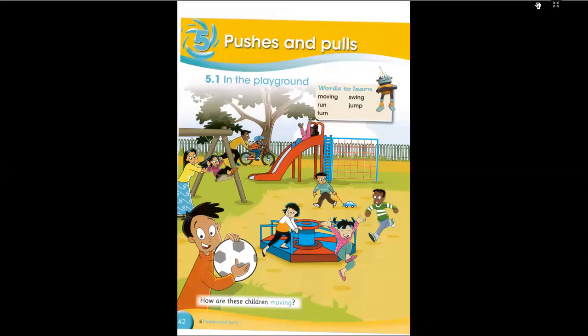Okay, boys, today we are going to start our unit 5. In the last class, we covered some definitions, but today we are going to focus on the lesson. The name of the unit is Pushes and Pulls. Our lesson is in the playground. How can we move our body? And how many kinds are there to move our body?